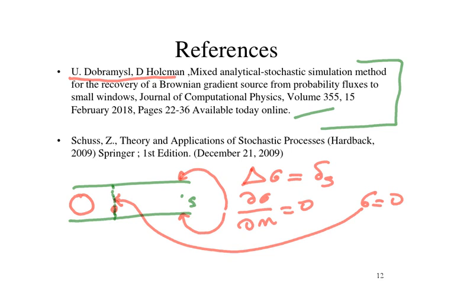And finally, I'll give the classical reference to the book of Schuss about theory and application of stochastic processes for what concerns the classical properties of Brownian motion. Thank you.